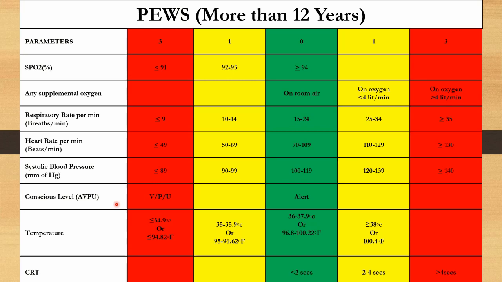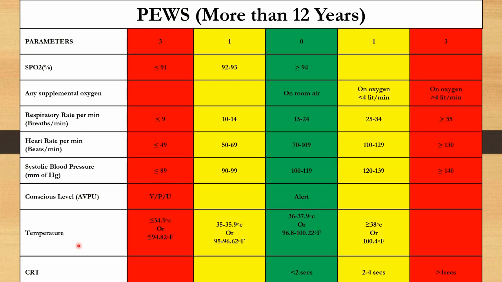The next one is conscious level. If the patient is alert, give a score of 0. If the patient is responding only to verbal or painful stimuli or unresponsive, give a score of 3.